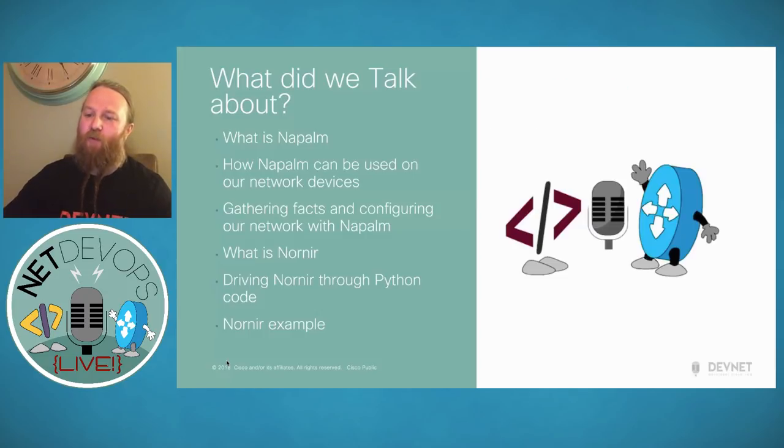So let's just do a quick flyover. What did we talk about? We talked about what NAPALM is and how we can use it against our devices, how the unified API works, what the rollback feature looks like, the merge, and the difference between the replace and the merge and the discard as well. We looked at gathering facts and configuring our network with NAPALM and all the different features that come along with that. We then had a quick look into Nornir, and we drive Nornir through Python code, as we saw, and we looked at a quick Nornir example just to give you an idea of the power and the flexibility that Nornir has to offer when doing validation across your network and how easy it is to get up and running with this.